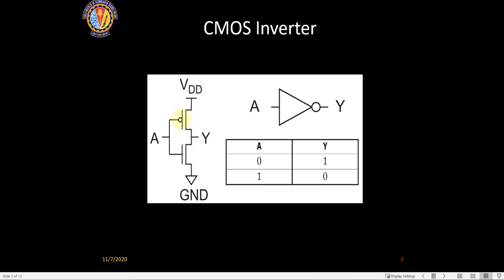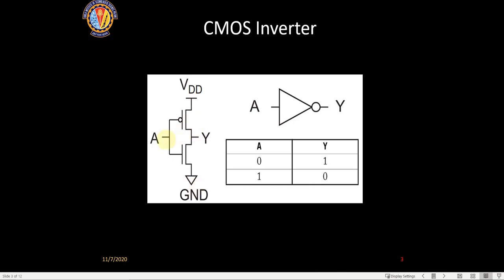There is no bubble here, which means it is positive logic. Whenever you give A equal to 1, this transistor will be switched on, and whenever A is 0, the other transistor will be switched on. So at any given time only one of these transistors will be on. It is not possible that both transistors will be on at any given time. That ensures there is never a direct path between VDD and ground, so there is no short circuit, and it consumes very little power.